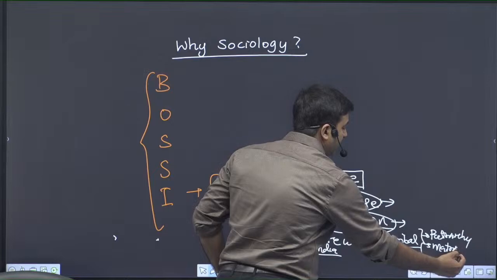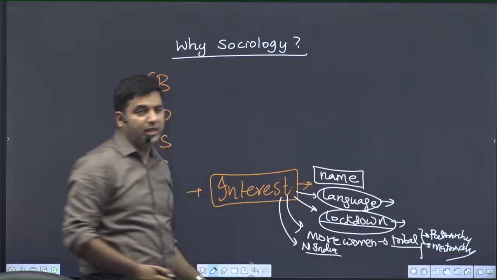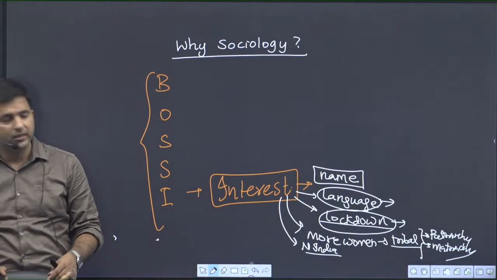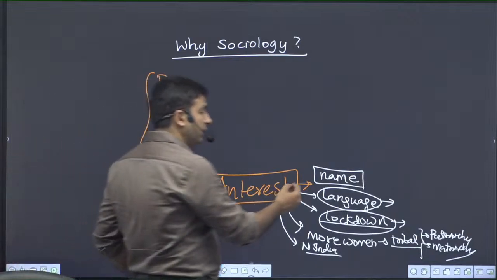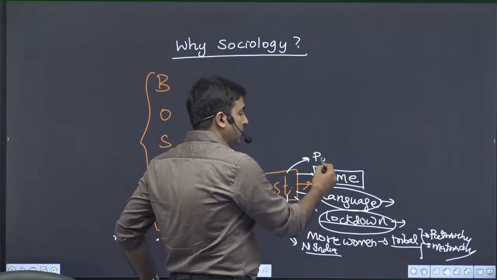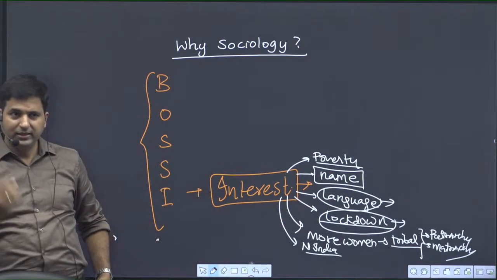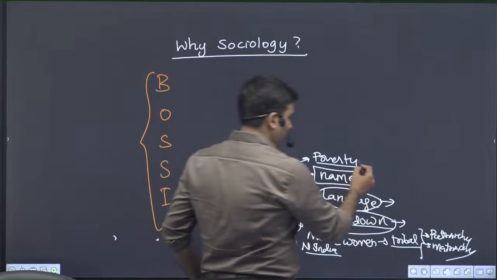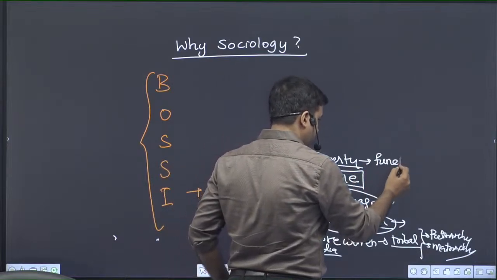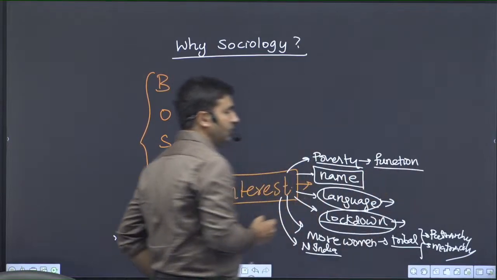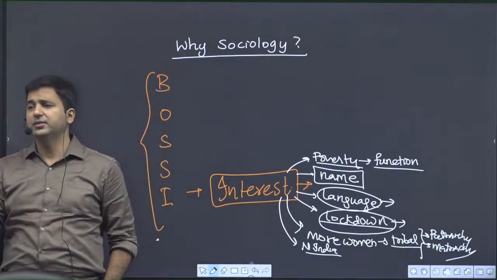Similarly, when you see that there is so much of poverty in India, despite the best efforts by the government of India, poverty refuses to eradicate. So why can't we eradicate poverty? When you read sociology, you understand the reasons for it, that there is a set of functions associated with poverty, and that ensures poverty continues.